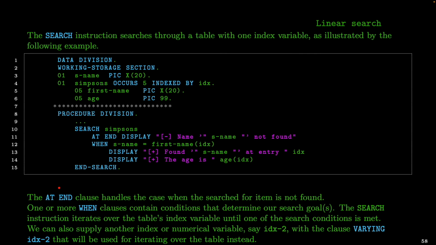It's also possible to use a different index variable than the one defined in your table, say index 2. And then you would have to supply your search instruction with the clause varying index name of that other index. Okay, let's look at this example in practice.